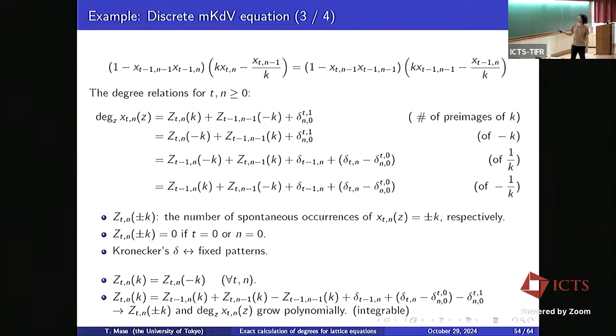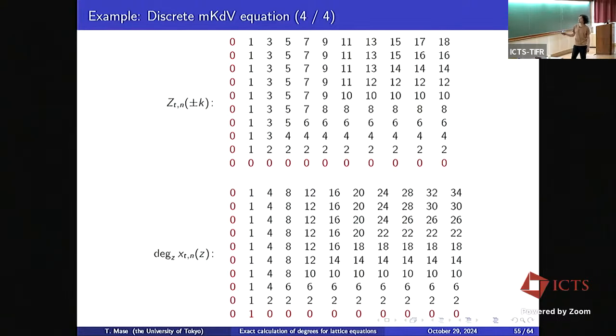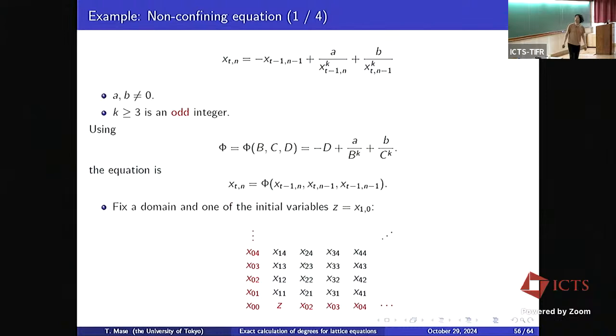This is the number of images of k, minus k, 1 over k, minus 1 over k. But z_n at k and z_n at minus k are completely symmetric. So we have this. We have 4 equations, so we have this. This is an evolution equation, so we can calculate z_n, and using z_n, we can calculate the degree, like this. So the degree grows polynomially, as expected. Let's move on to the last example in this talk.